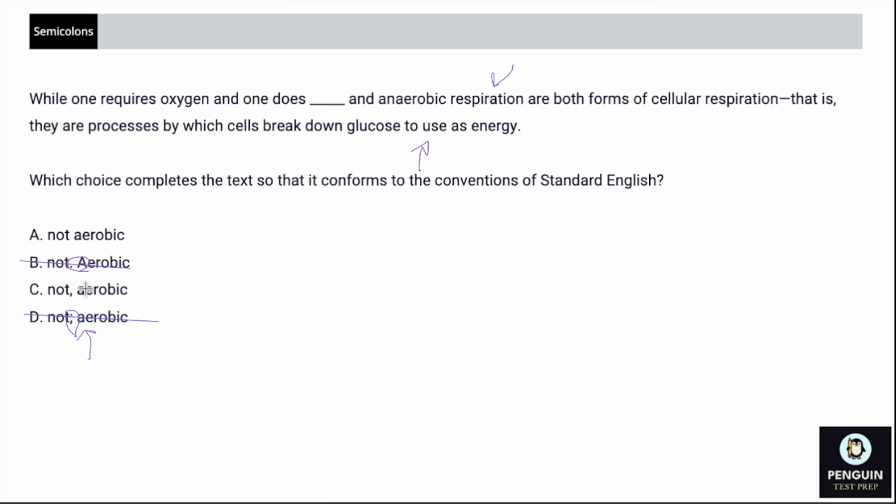And then, do we need a comma or not? Well, let's see. While one requires oxygen and one does not, that's an introduction. We always want a comma after an introduction, so our answer is choice C.